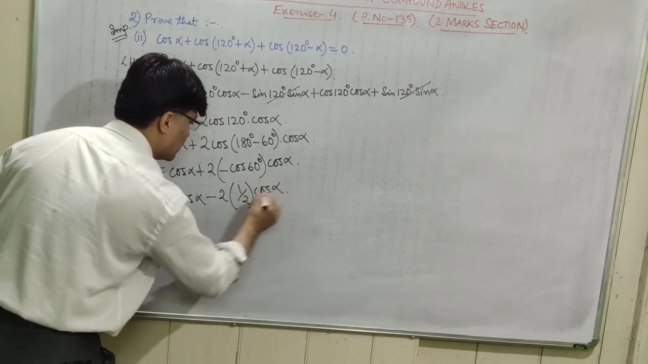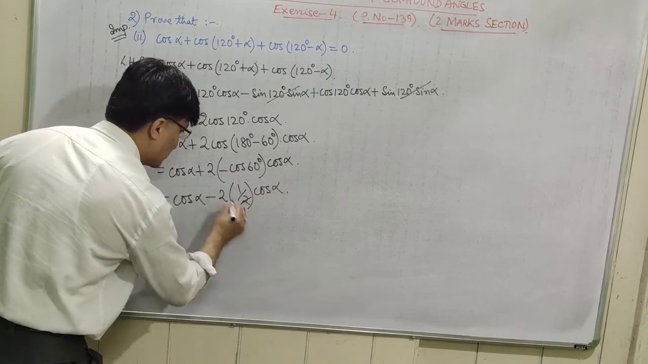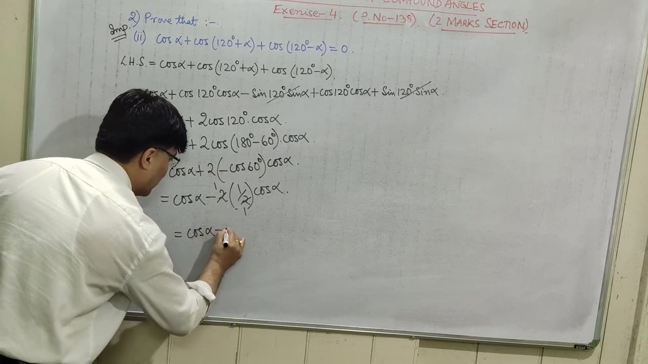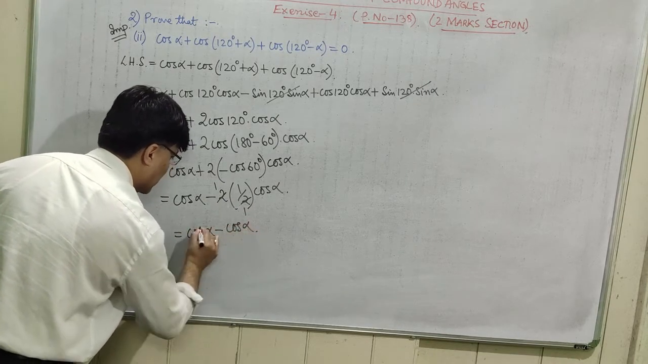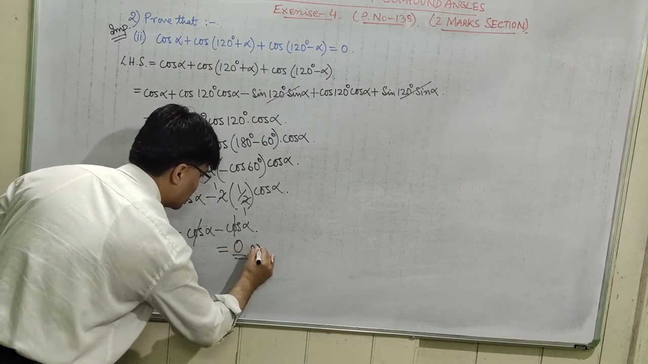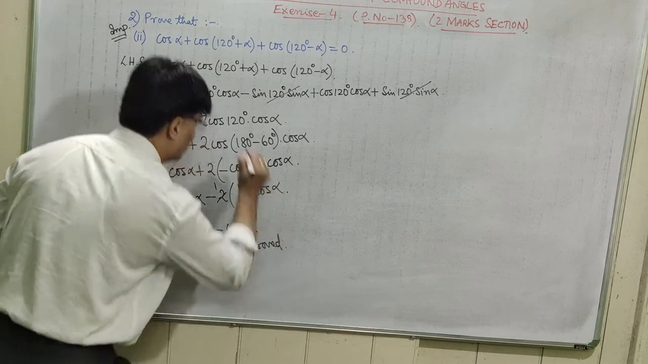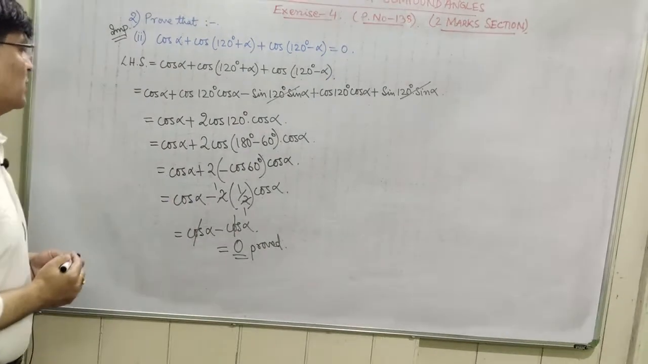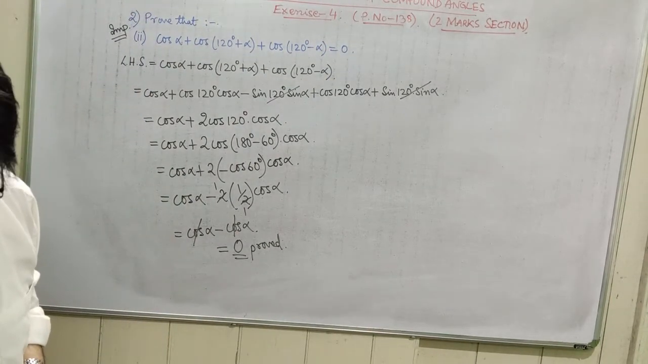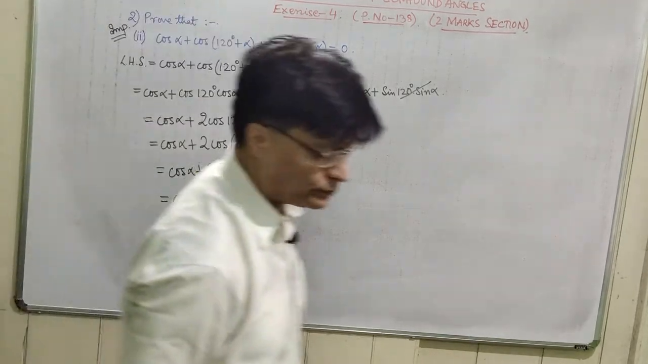Then you can write cos alpha. So here the 2 gets cancelled. So which is equal to cos alpha minus cos alpha. Both of them will be cancelled, which is equal to 0. So it is proved. So I think you have understood it. So you can copy it. Now we'll do the next question.